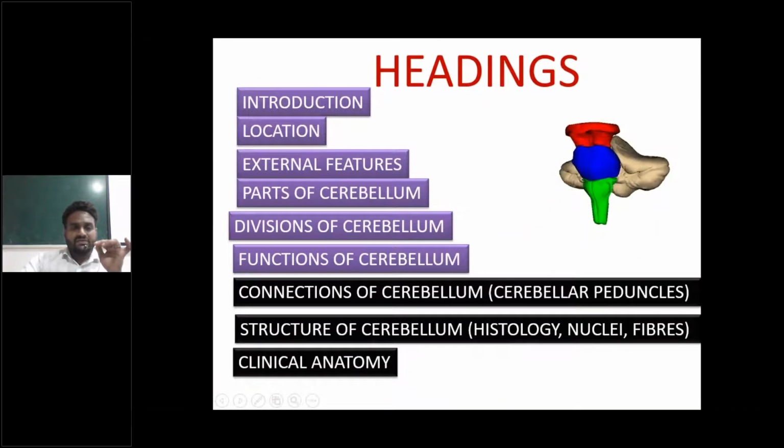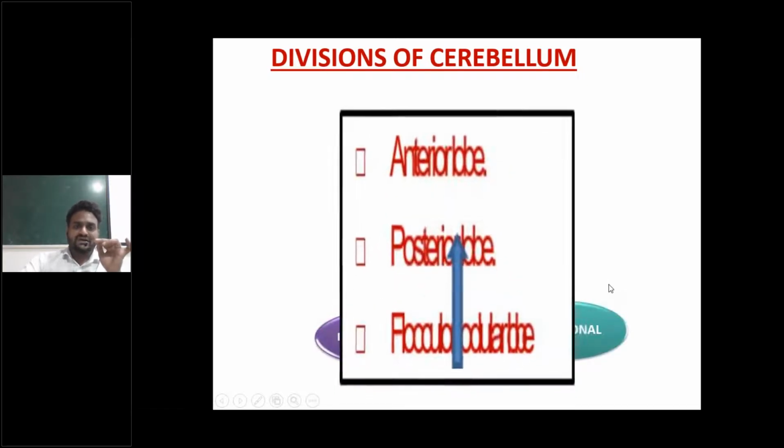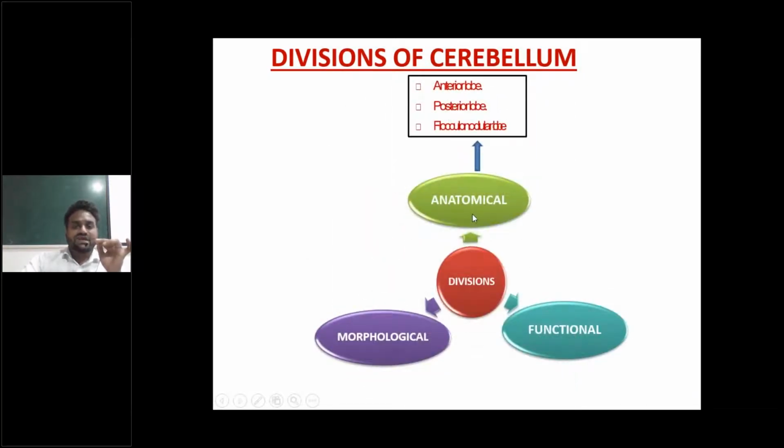Now we come to the divisions of cerebellum, and this is important. Based on the divisions, we can learn the functions, and also we can learn the nuclei, and also the clinical anatomy of cerebellum. So the main important one is the divisions of cerebellum. There are 3 types of divisions of cerebellum: anatomical, morphological, and functional.